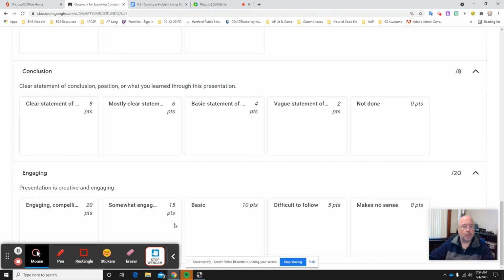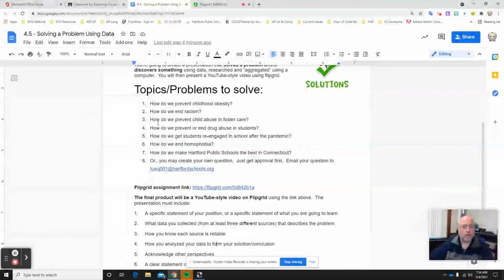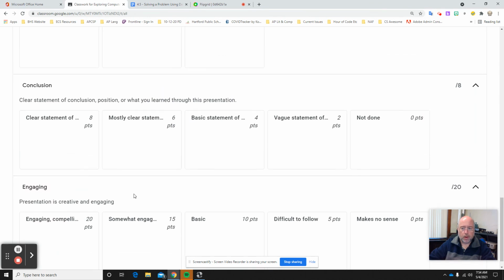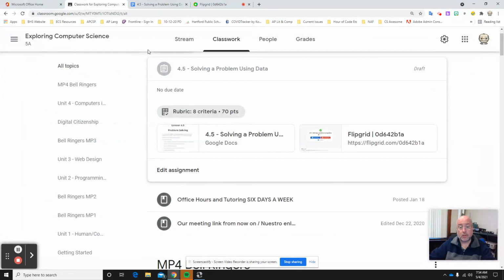All right. So use your computer, use your presentation skills to solve a problem, one of these 7 or one of your own. Make sure it has all of these factors. Here's the rubric on which you're going to be graded. Have that ready. You have the next 2 classes to work on this.